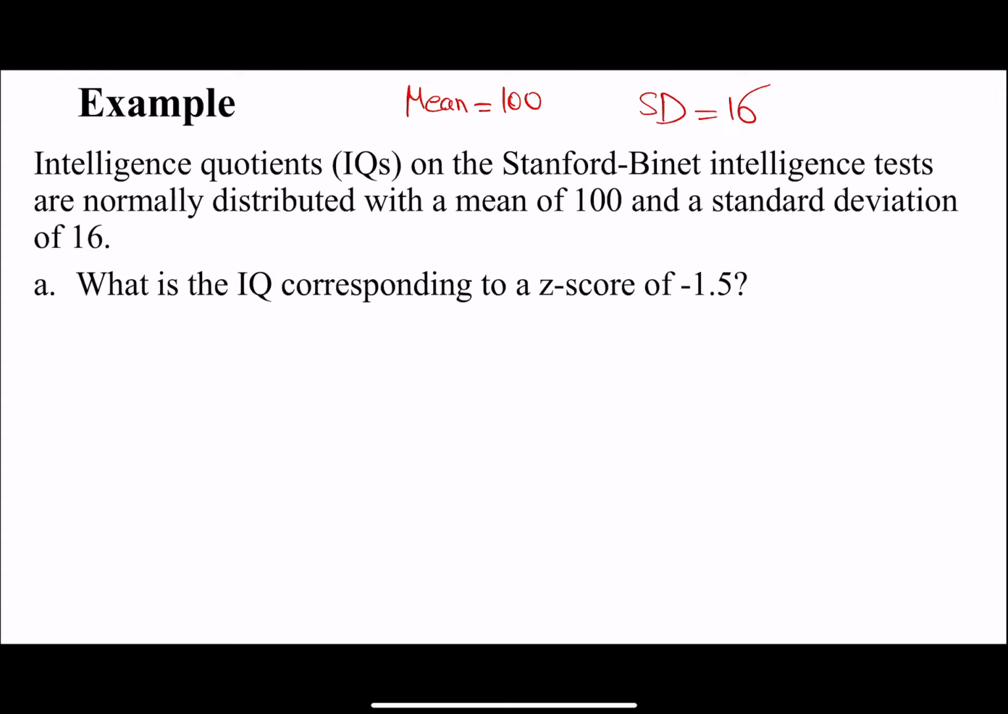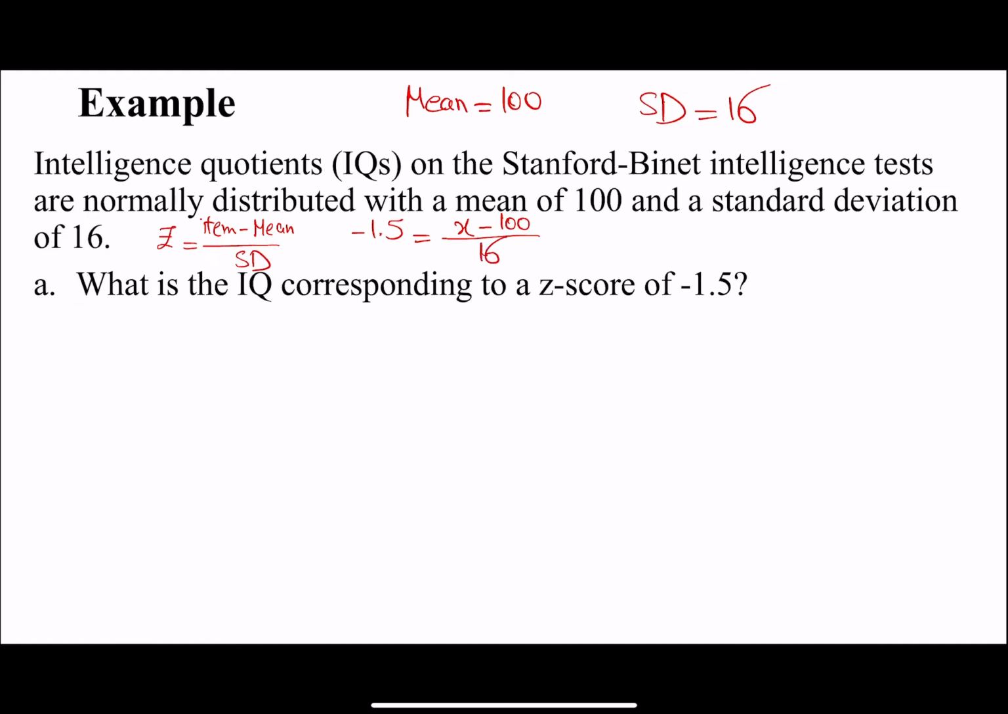Okay, so I know that the z-score is the data item minus the mean value over the standard deviation. Here we want to find the data item. The z-score is negative 1.5. I just plug in the values. The item we want to find is the unknown, so I call that x. Minus the mean value, which is 100.